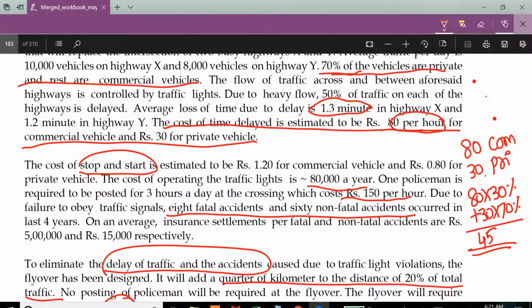Whenever a delay happens, the cost of the delay is not 80 rupees per hour or 30 rupees per hour, it's 45 rupees per hour. Any doubts on that 45 number? How 45 came is 80 per hour for commercial vehicle, the composition of the commercial vehicle is 30%, and 30 per hour for private vehicle, the composition of that is 70%. 80 into 30% plus 30 into 70%, if you add this together, you will end up getting 45. Any doubts on this?